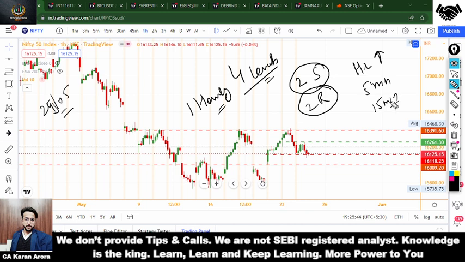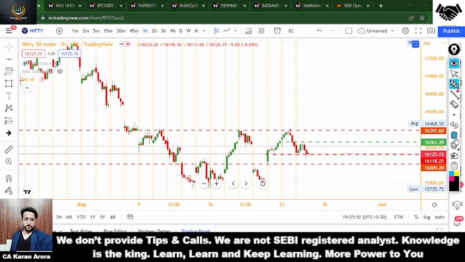Something which comes from experience. You can check it, that the bigger time frame levels work wonders on the smaller time frame level. So what I do is I identify four logical levels, two supports and two resistances, on the hourly time frame. We need not see the daily, because daily is too big a time frame for intraday. So we identify on hourly, and that level should be obvious.